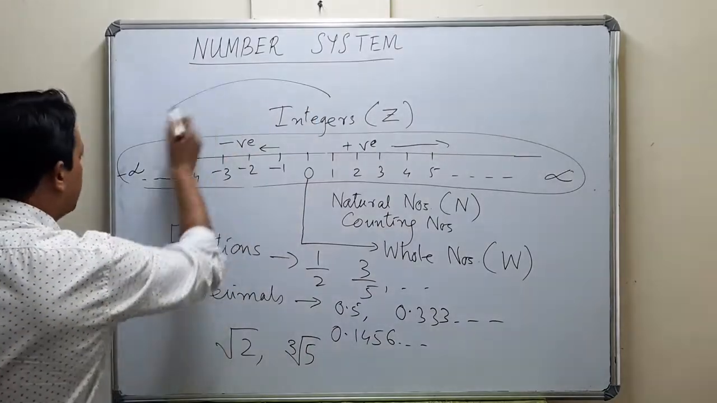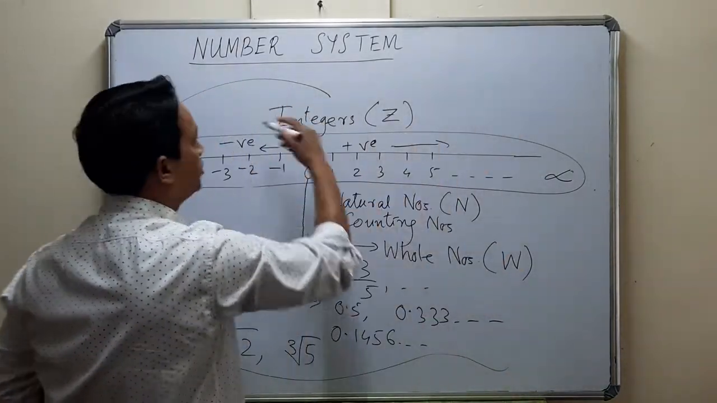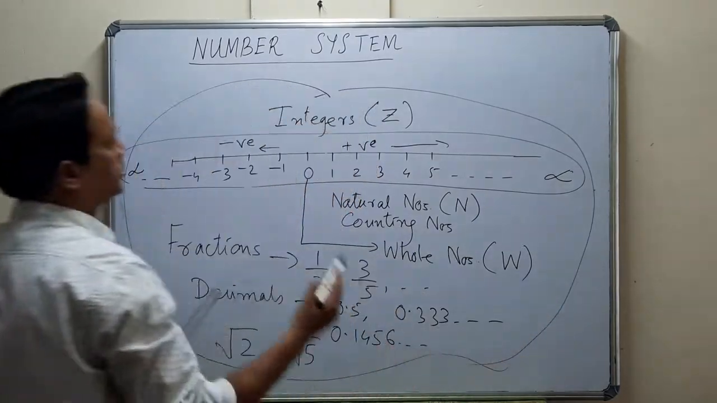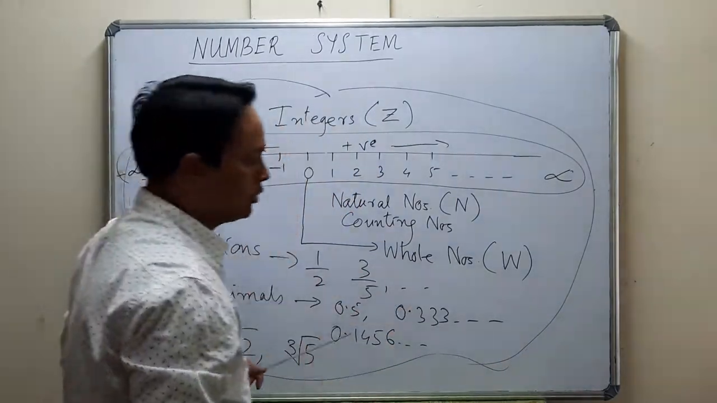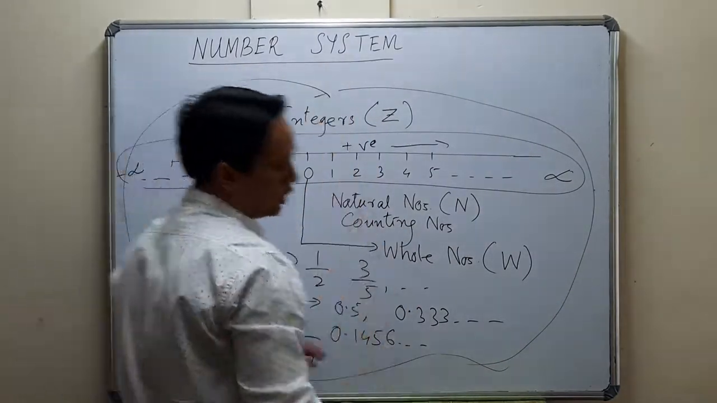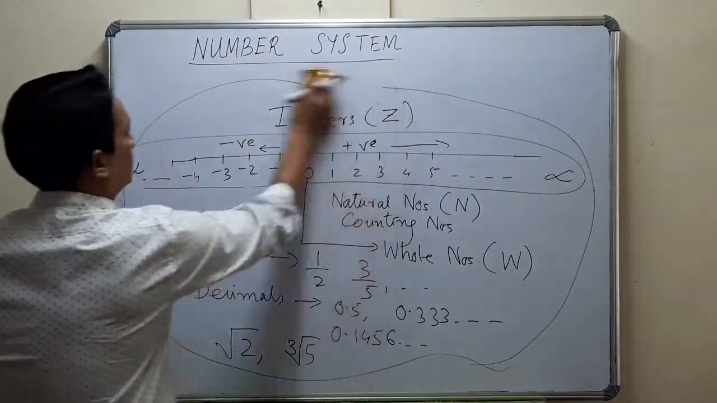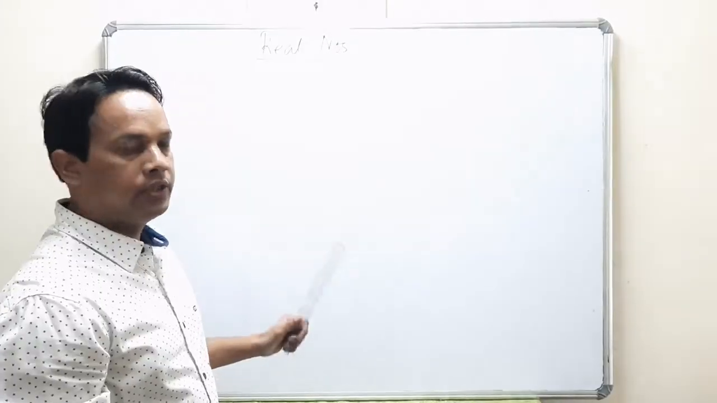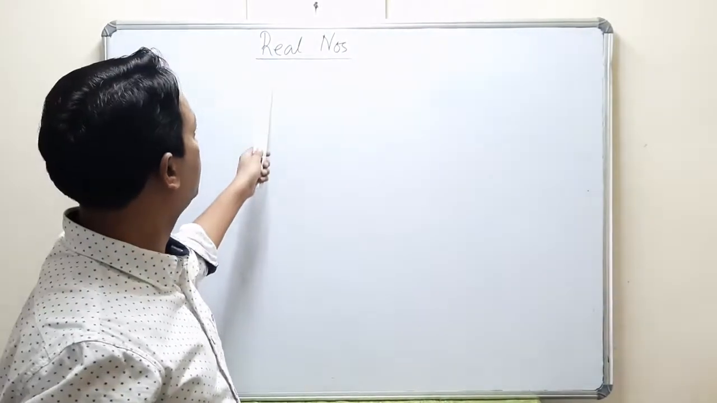And all these numbers, whatever numbers we come across so far at class 10 level, we will put them under one group. And that group we will call real numbers. All the numbers we have discussed so far fall under the group real numbers.